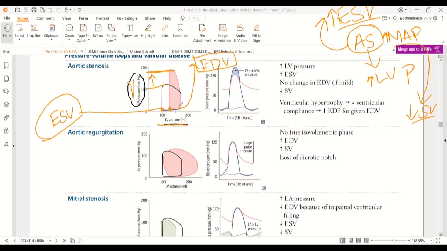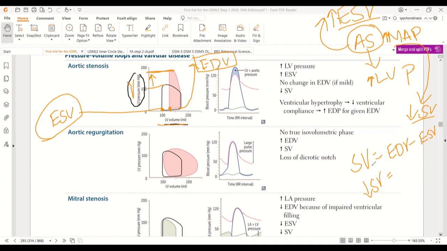So what is the formula of stroke volume? End-diastolic volume minus end-systolic volume. So what will happen? End-systolic volume is increased and end-diastolic volume remains unchanged, so the stroke volume is decreased, right? Yes.